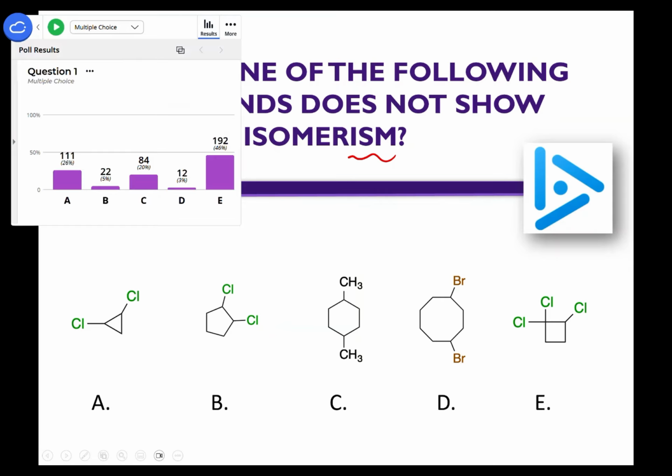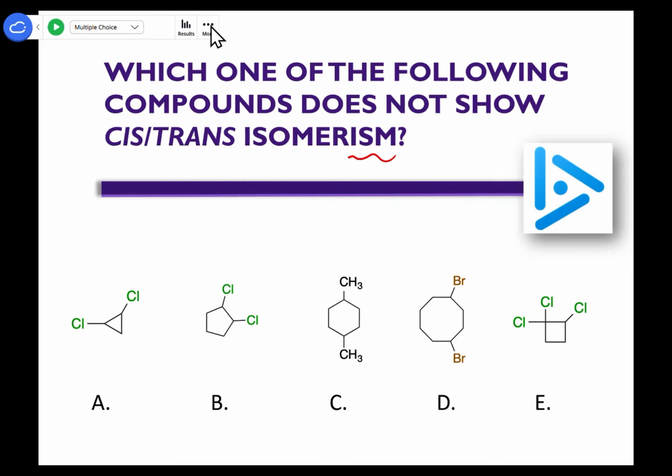Okay, we're quite split here. Almost half went for E, which is the correct answer, which means E does not show cis-trans isomerism. So we have a cyclobutane here. Let's see why this is the case.